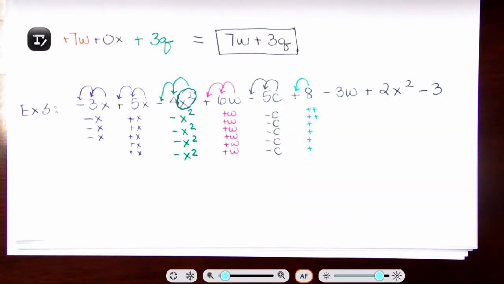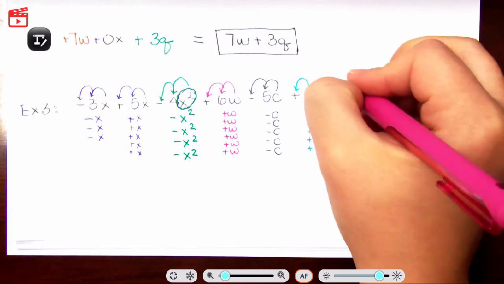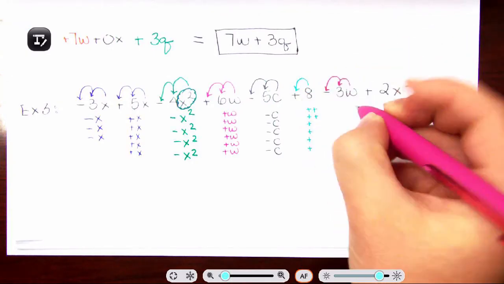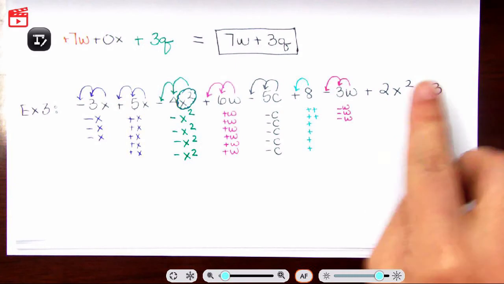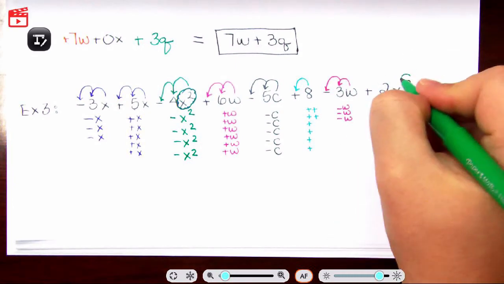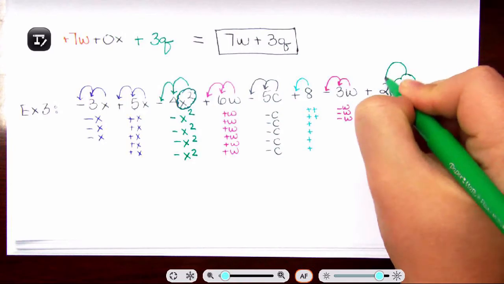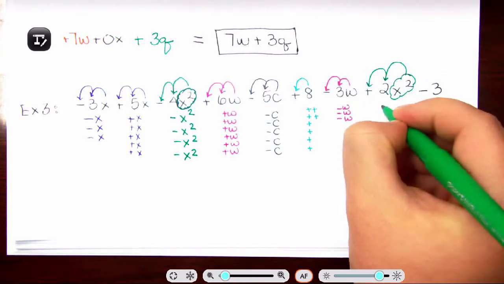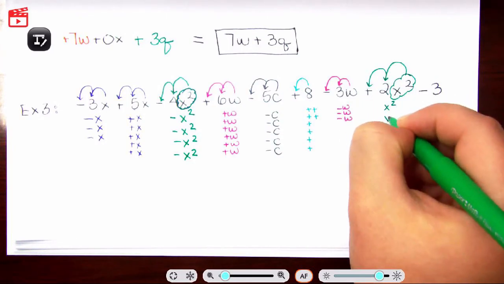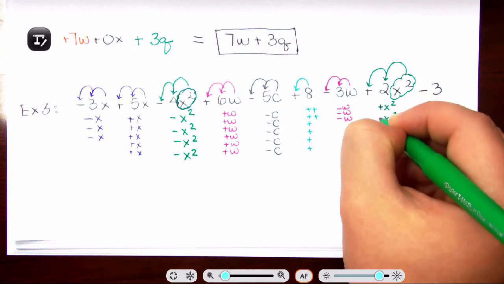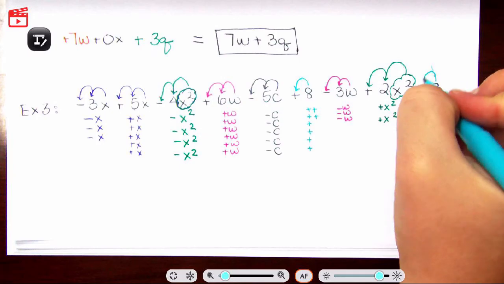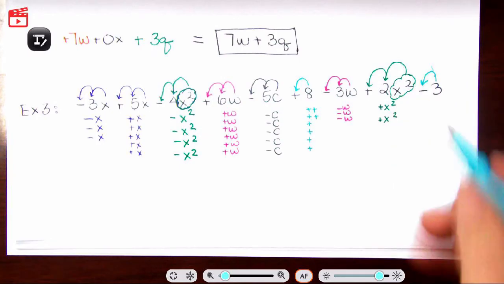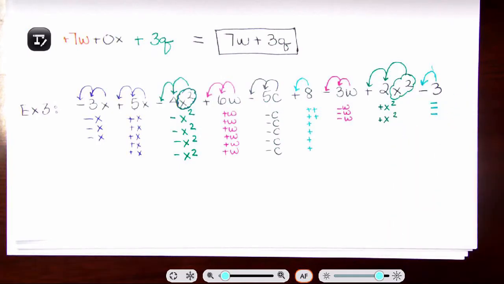I have 3 w's. What's the sign? A minus. 1, 2, 3. I see x squares again. How many x squares? 2. What's the sign? Pluses. So here's x squared, I have 2 of them. What's the sign? Plus. And at the end, I have a 3, which is a minus. There is no letter, so it's just minus 3.